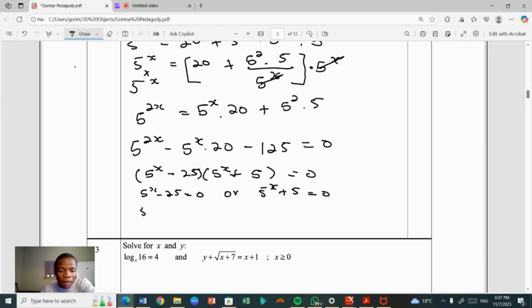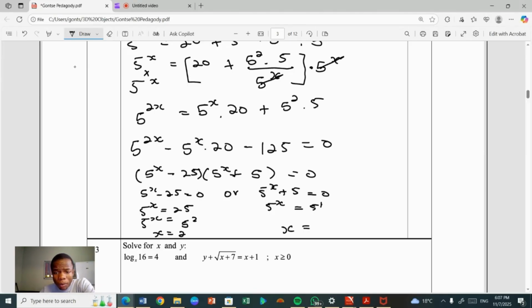Then from here it's 5 to the power of x is equal to 25. We are solving for x, right? Then here is 5 to the power of x is equal to 5. So here you change this. You have 5 to the power of x is equal to 5 to the power of 2. Then your x is equal to 2. Then from here you have 5 to the power of 1. So your bases are the same. So you drop the exponent. It's x is equal to 1.